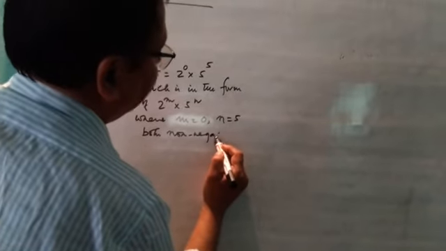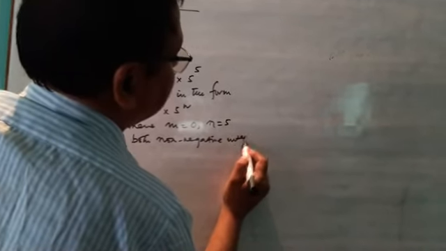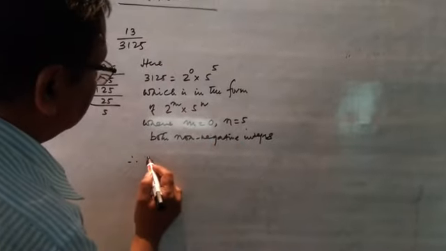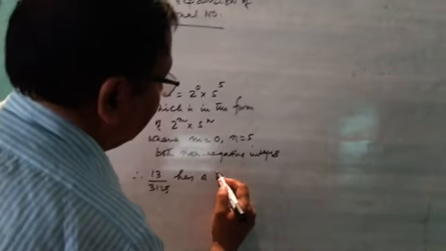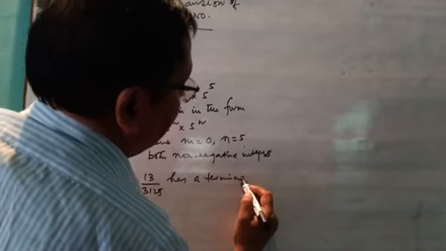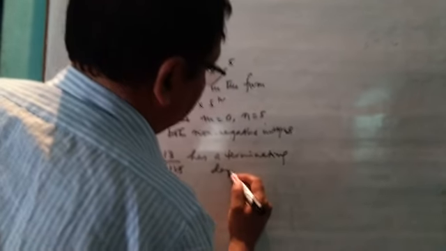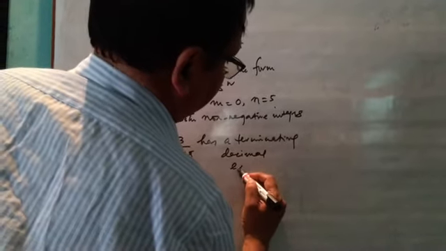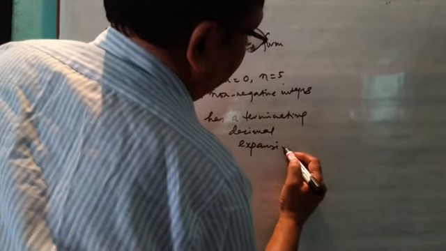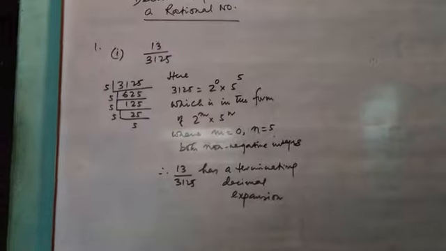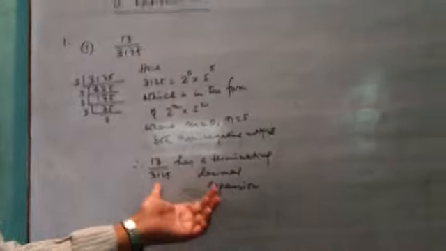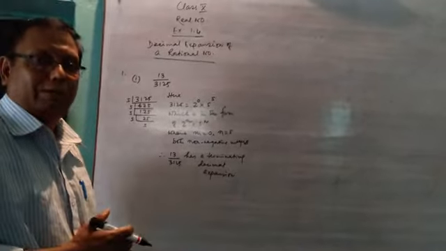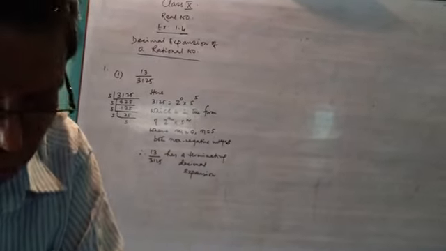non-negative integers. Therefore, 13 by 3125 has a terminating decimal expansion. See, without actual division, we are commenting. If you do divide, you will also find the same thing. Here, without doing the division, we are commenting whether it will have a terminating or non-terminating repeating expansion. I hope you have understood.